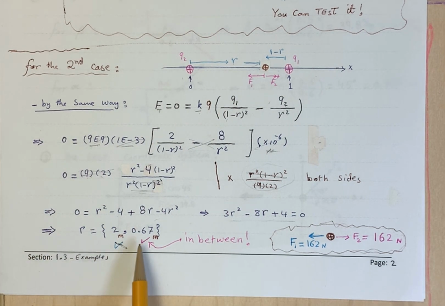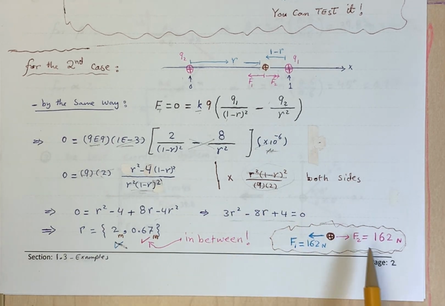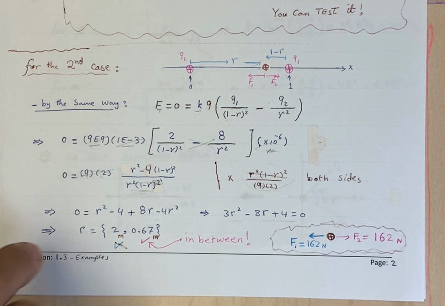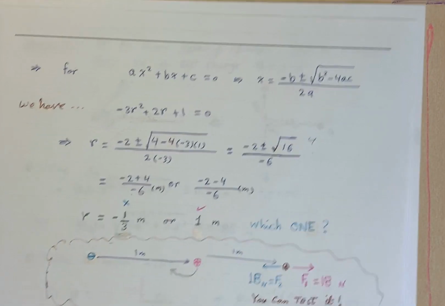So this is the position where we have a balance. If we compute the first force and the second force, they will be the same with opposite direction, which is 162 newtons. And as you see here, we have the balance. This was the problem in 1 dimension.